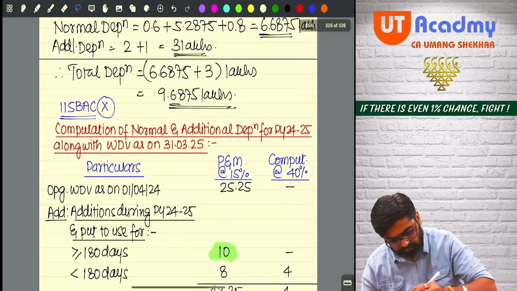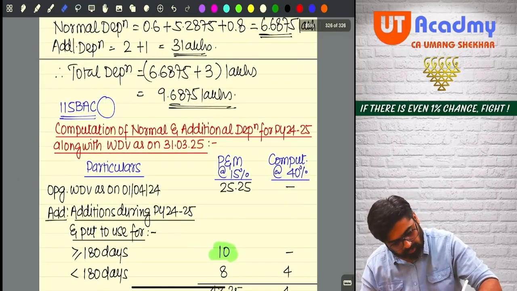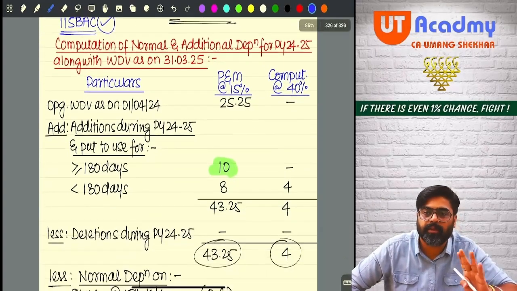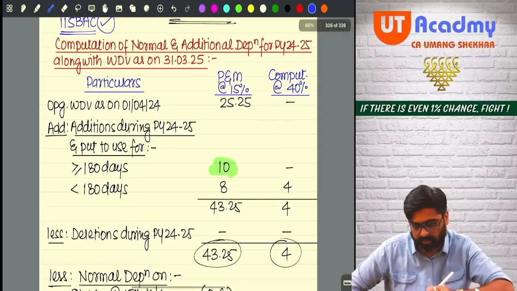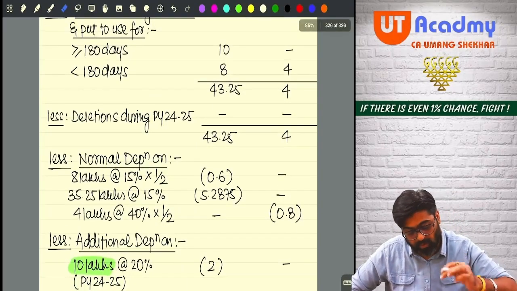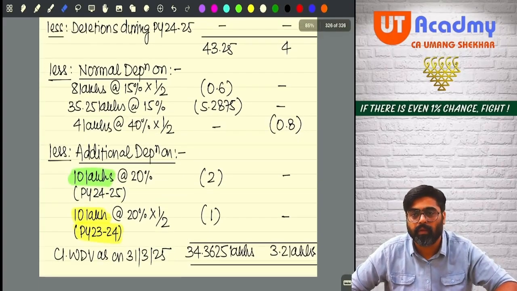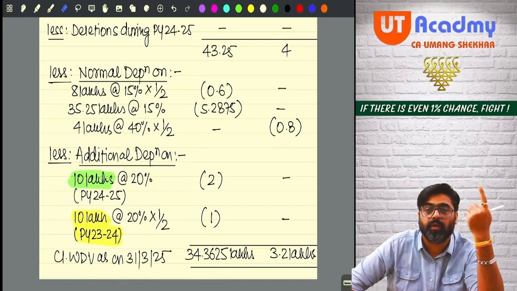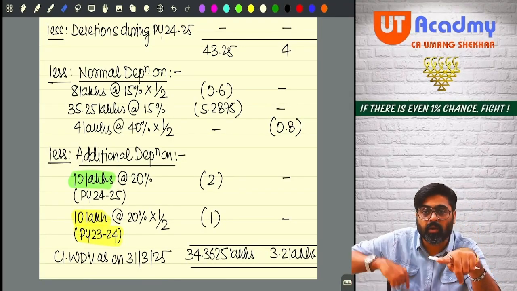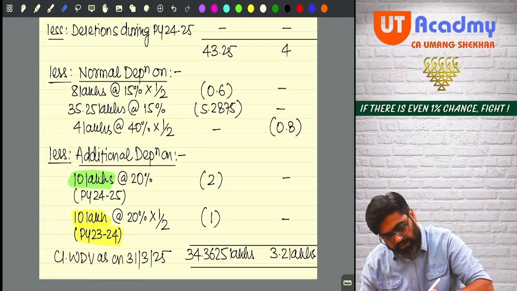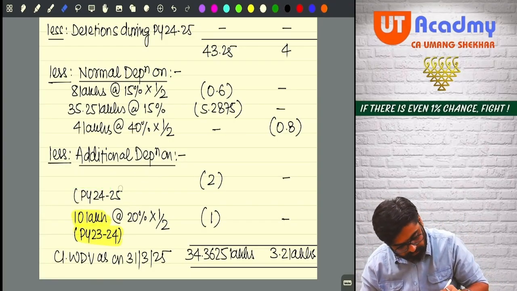What I will write here, now this time 115BAC is followed. Everything remains same. This also remains same. Normal depreciation also remains same. Only this additional depreciation will not come, not even for this year, not even for last year. Getting my point? So this additional depreciation will now become 0.